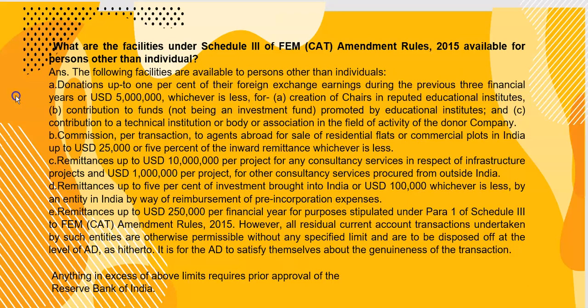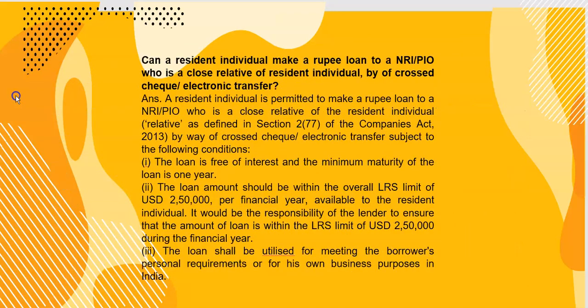Again, 10 lakh US dollars per project for any other consultancy services procured from outside India. So they can remit funds. Remittance up to 5% of investment brought into India, right? Or 1 lakh US dollars, whichever is less. So these are allowed to entities. Remittance up to rupees 2,50,000 per financial year for purposes stipulated under Para 1 of Schedule 3. However, all resident current account transactions undertaken by such entities are otherwise permissible without any specified limit. Anything except the above limits requires prior approval of RBI.